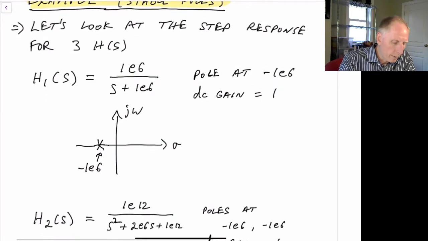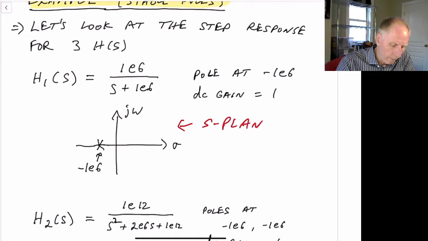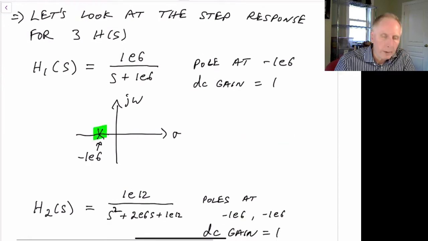And so I plot the poles on the s-plane. So this would be the s-plane shown here, and s is equal to sigma plus j omega. Then we have that the pole in this location would just be a single pole at minus 1e6.